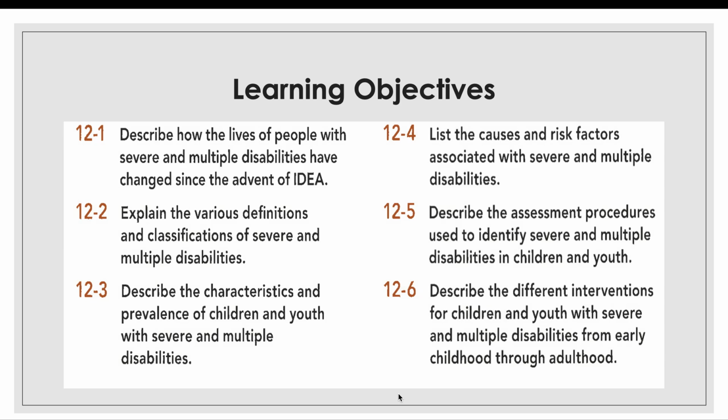The learning objectives that this chapter covered have to deal with describing how the lives of people with severe and multiple disabilities have changed since the advent of IDEA. This chapter also explains the various definitions and classifications of severe and multiple disabilities. It describes the characteristics and prevalence of children and youth who have severe and multiple disabilities. There is a list of causes and risk factors that are associated with severe and multiple disabilities, and we will take a look at those causes and risk factors within this lecture video as you read about them in the chapter.